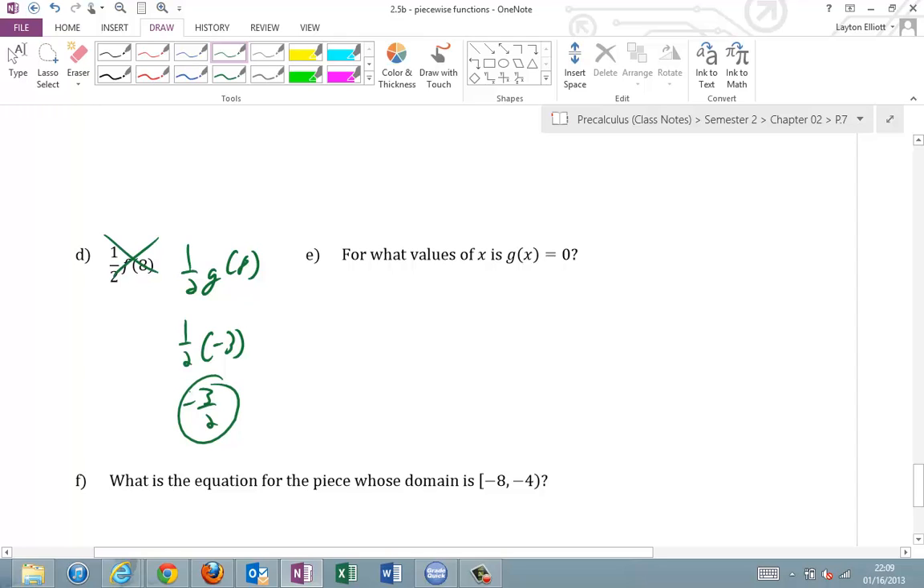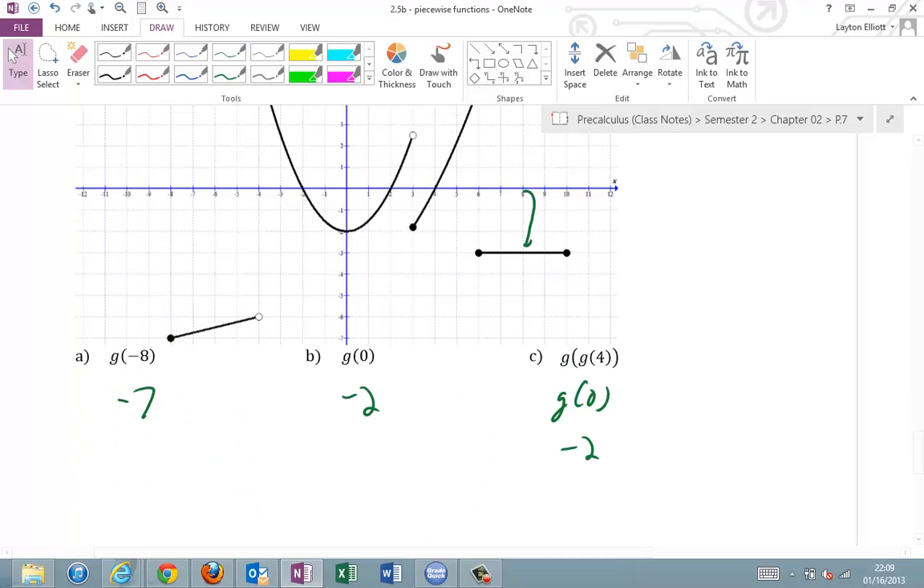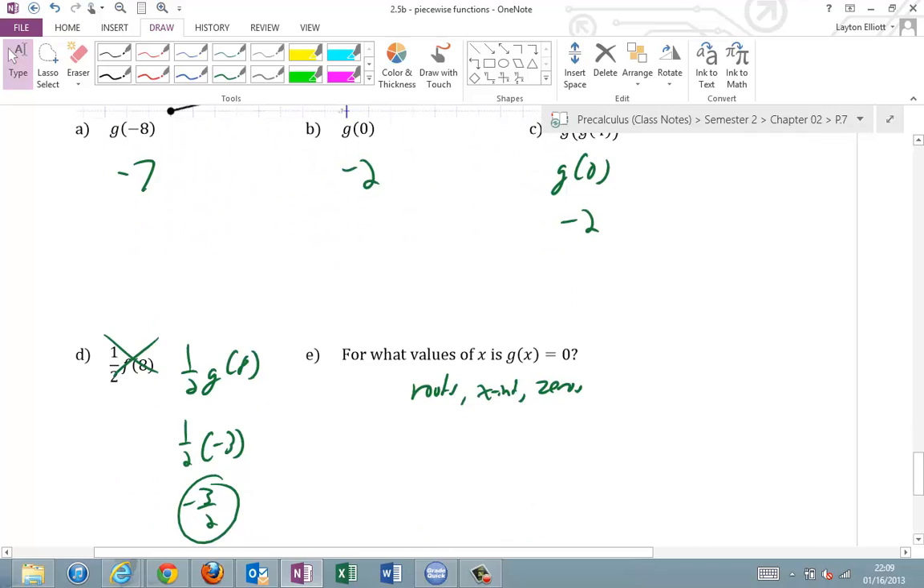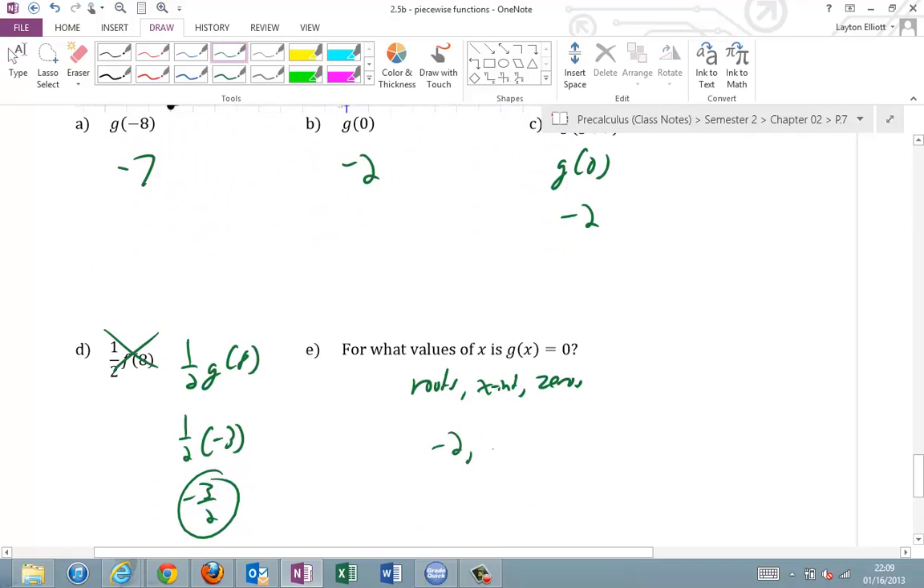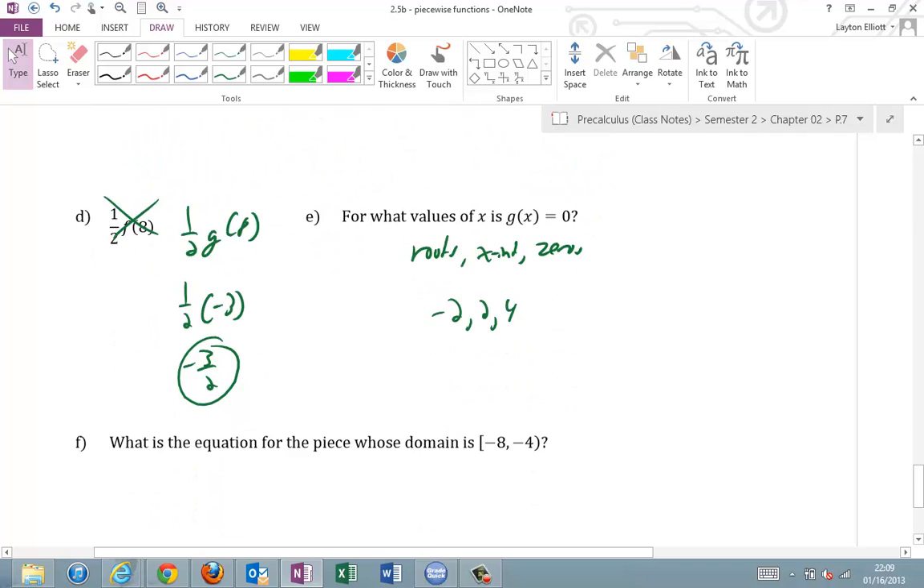Then it says, for what value of x is g of x equal to 0? We've done graphical analysis before. When g of x is 0, that's like saying y is 0. This is another way of saying where are the roots, or the x-intercepts, or the zeros. The zeros of this function are here, here, and here. Those are negative 2, positive 2, and positive 4. So negative 2, 2, and 4.